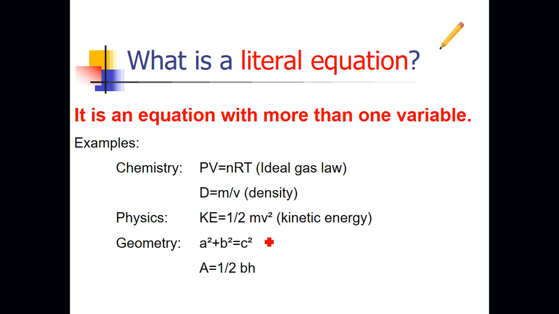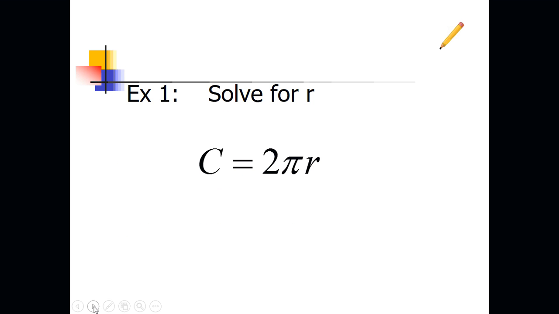Even in geometry, you had formulas where more than one variable was involved, like the Pythagorean theorem or area of a triangle, for example. So when we talk about solving a literal equation, we're talking about solving for a specified variable within a formula. Now, with your notes today, we're going to need to get 6 examples in there.